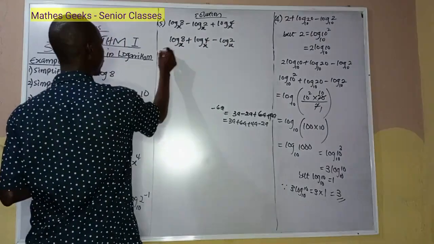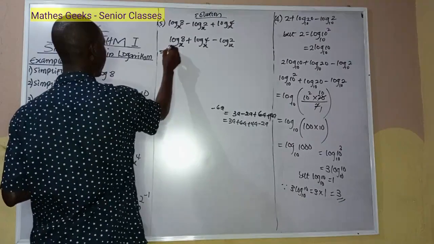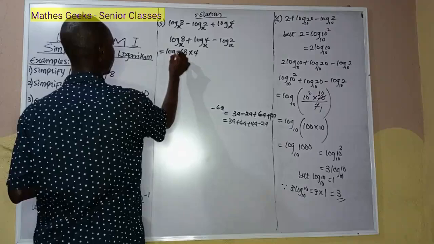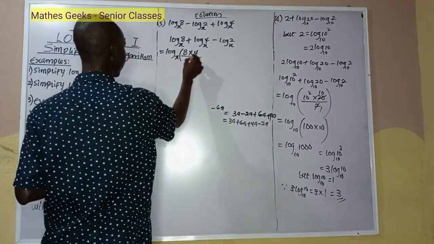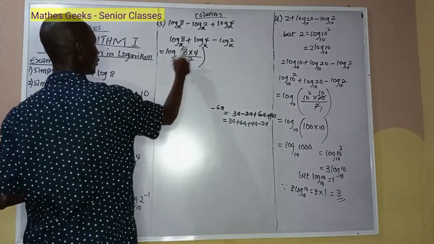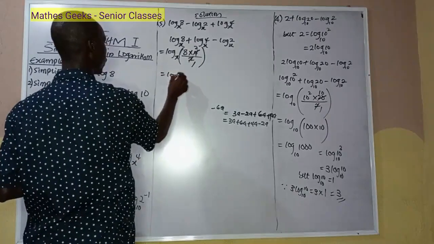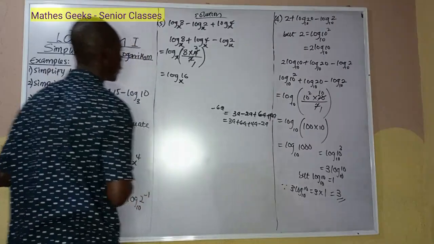Now we do this because we're going to apply the laws of logarithm. So where we have addition, we're going to multiply. So this becomes logarithm 8 times 4 to the base x over, so here you have subtraction, you divide. So that's why this arrangement was essential. So 2 here. And this will give us log 8 times 4 over 2, which is log 16 to the base x. So that's the final answer.